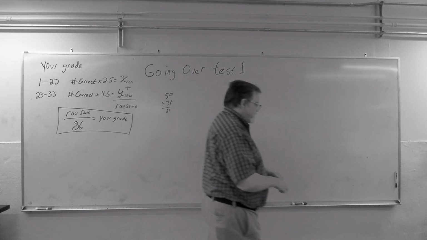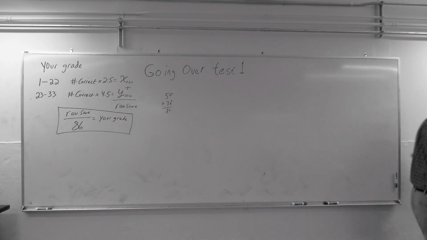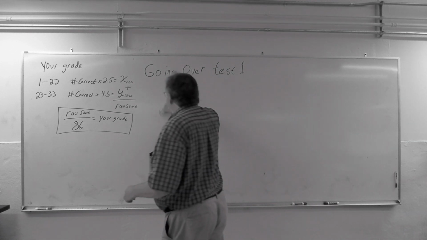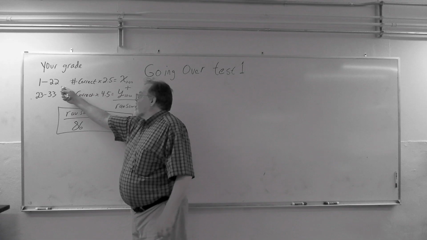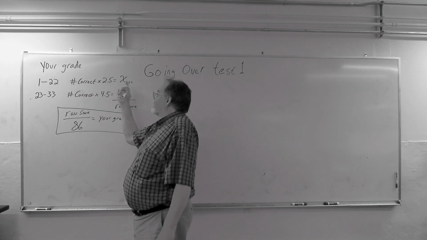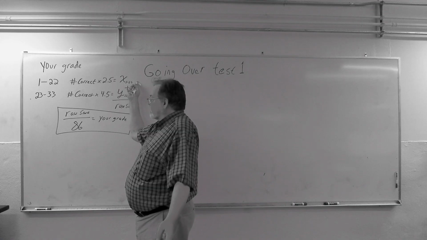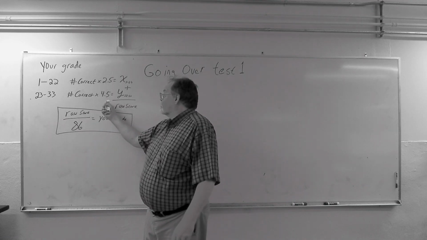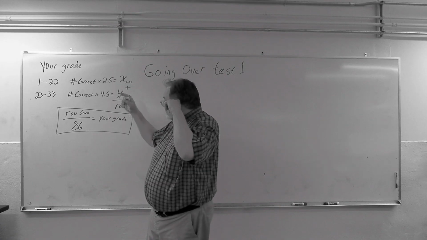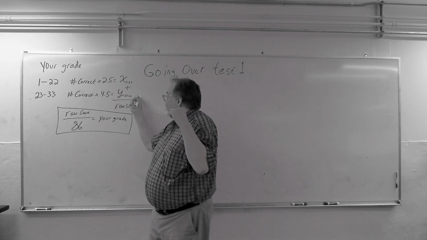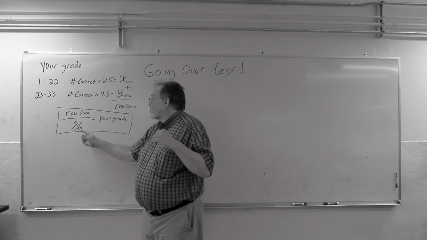So as we go through this, double check my math. I did it all in a spreadsheet, so it might be screwed. But basically, all the correct ones you got, 1 through 22, whatever number that is, times 2.5, that's your 1 through 22 points. 23 through 33 will work more. So however many you got correct there, times 4.5, and then add those up, that's your raw score.